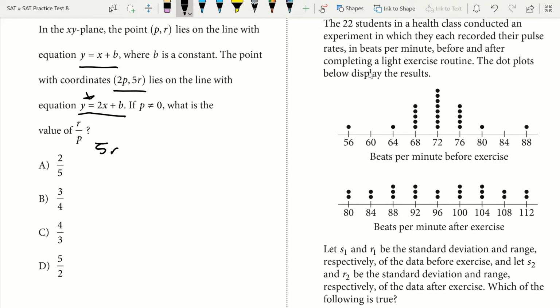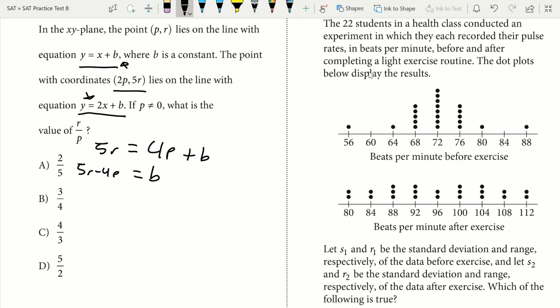So we're going to have 5r equals 2x. We're told that x will equal 2p, so 2 times 2p will give me 4p, 4p plus b. I'm going to go ahead and solve for what b is going to equal, and then I'm going to plug it into my equation up top. So that means b will equal 5r minus 4p after I subtract 4p from each side.